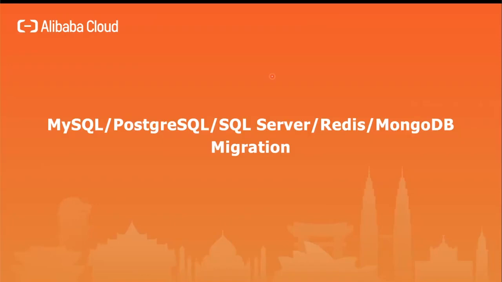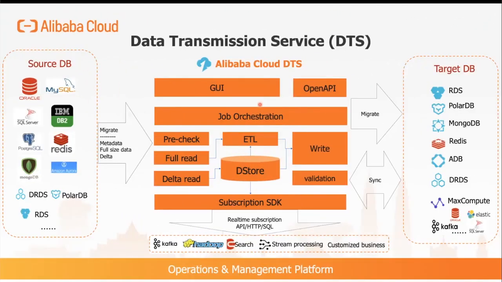Let us look at how you can use the Alibaba Cloud tools to migrate databases like MySQL, Postgres, SQL Server, Redis, or MongoDB to Alibaba Cloud. One of the tools that you can use to migrate to Alibaba Cloud is DTS, or Data Transmission Service. Basically, it's an any-to-any database migration or replication.